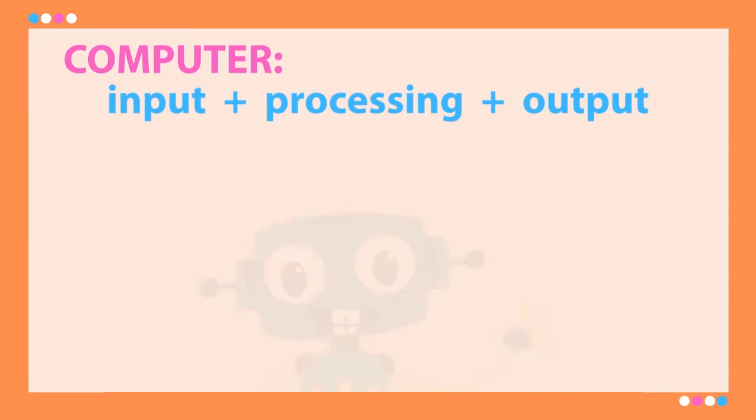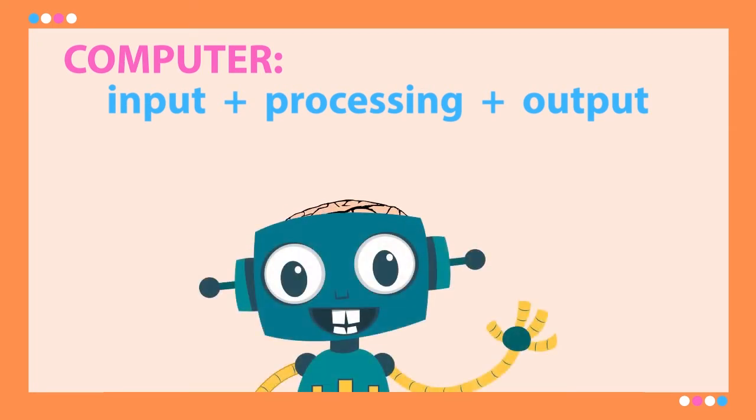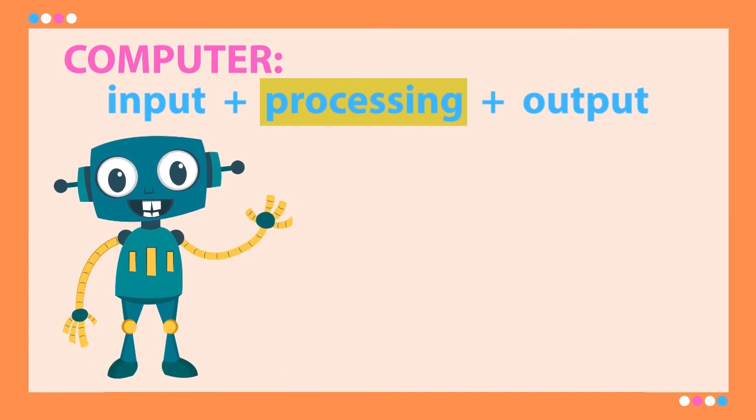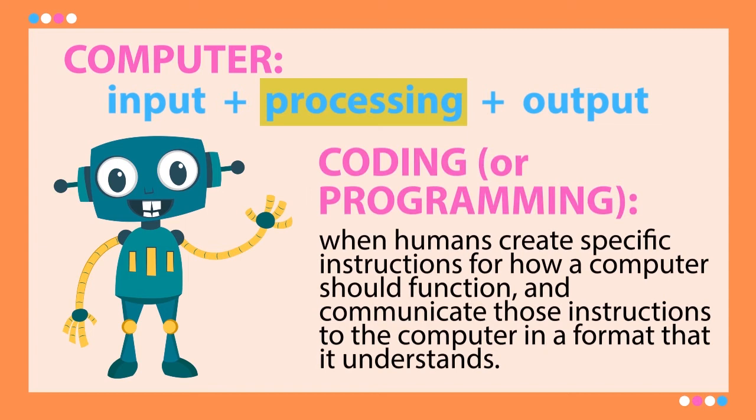Sometimes it feels as if some computers, like robots, have their own brains and know what to do on their own, but that's not what's actually happening. Really, the processing that happens between their inputs and outputs had to be written by a human. We call this coding or programming, when humans create specific instructions for how a computer should function and communicate those instructions to the computer in a format that it understands.